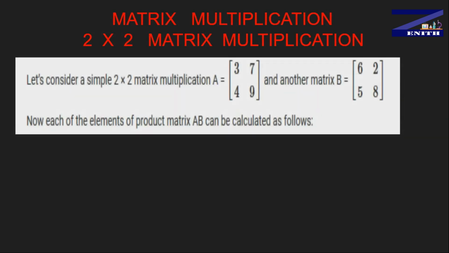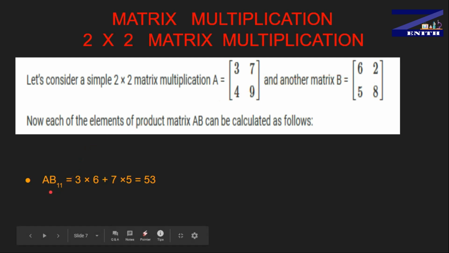First of all, we are seeing just a basic example, a 2 cross 2 matrix multiplication. Guys, let's consider an example. We have a first matrix A, and we have another matrix B. Now we have to calculate each element of the product matrix AB. First of all, just see one thing, these are both 2 cross 2 matrices. The columns of matrix A are equal to the rows of matrix B, so we can multiply them. Now multiply them.